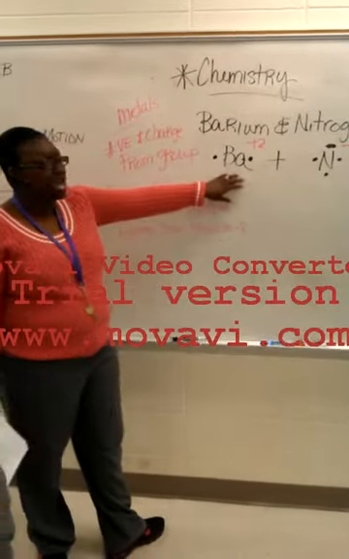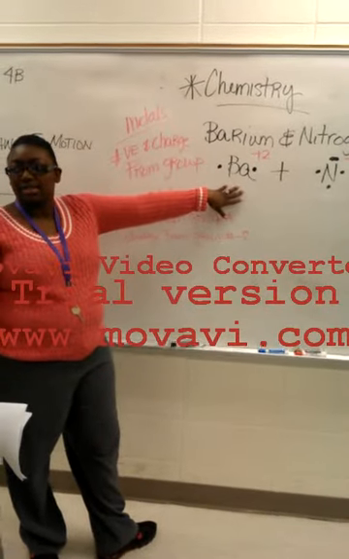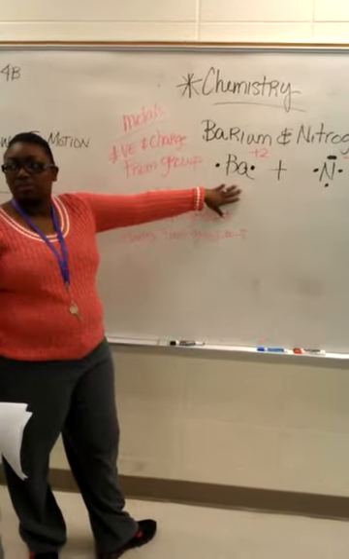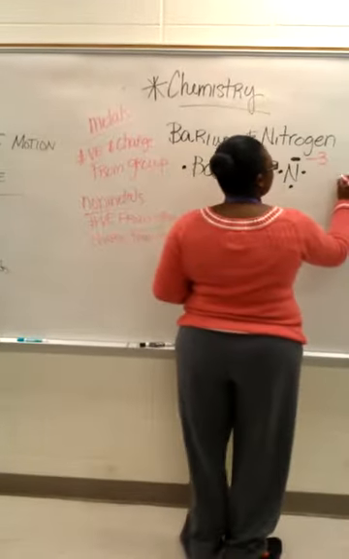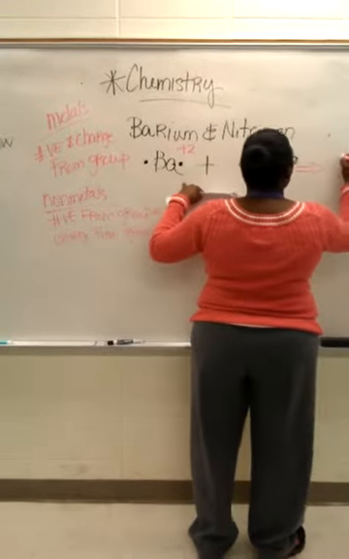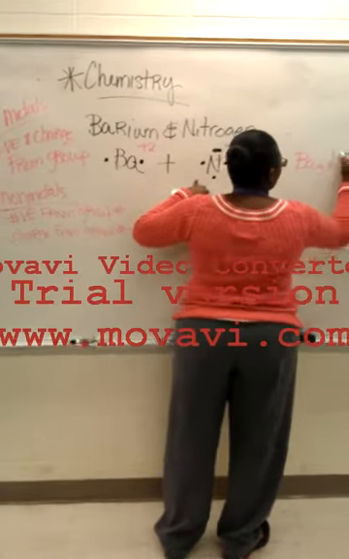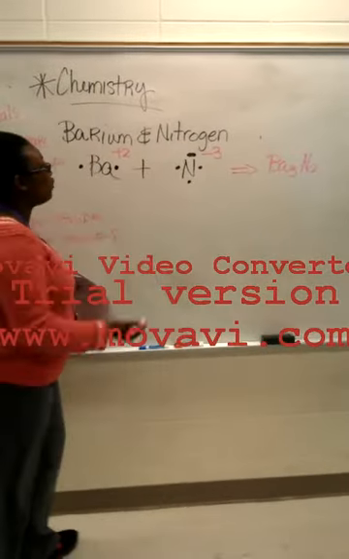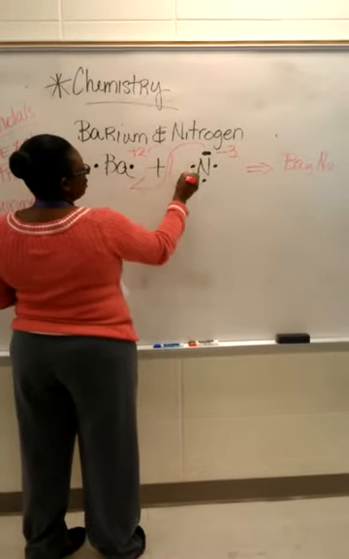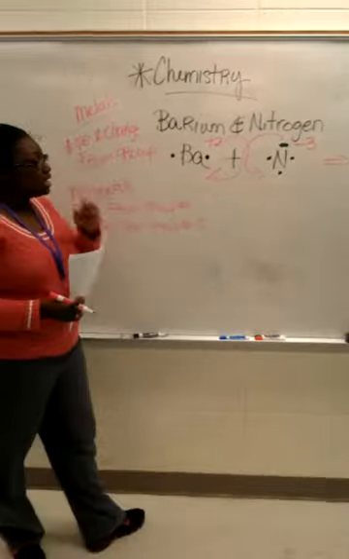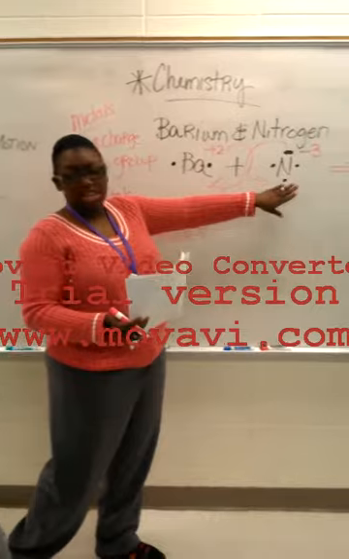Now, knowing this information, all we have to do is use the what method? Which method? Crisscross method. All right. And if we use the crisscross method, we know we're going to have 3 barium for every 2 nitrogen, okay? So that's our formula unit here. Crisscross. Barium gives 3. Barium gets 3. Nitrogen gets 2, okay? So now we know that we need 3 barium for every 2 nitrogen.